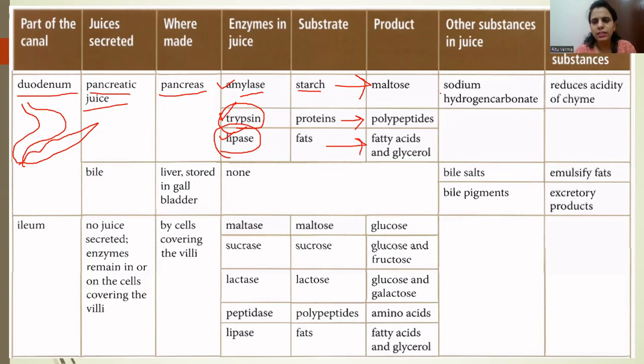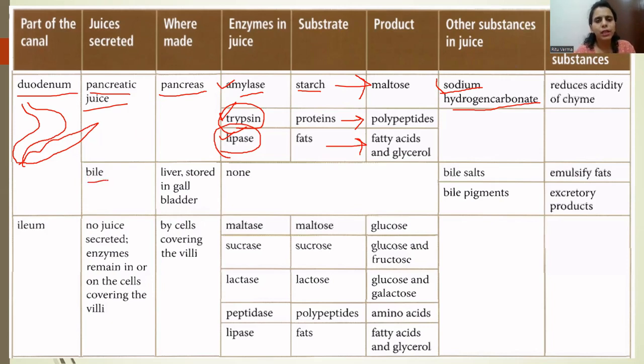In pancreatic juice, another substance present is sodium hydrogen carbonate. Sodium hydrogen carbonate is actually an alkali, or a base. What is its function? The food which comes from the stomach to the duodenum is acidic. Why is it acidic? Because in the stomach hydrochloric acid was released. So this sodium hydrogen carbonate, which is a base, reacts with the acid present in the food and neutralizes it, increasing the pH, so that these three enzymes, amylase, trypsin, and lipase, can function properly.